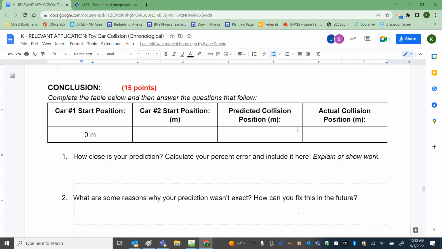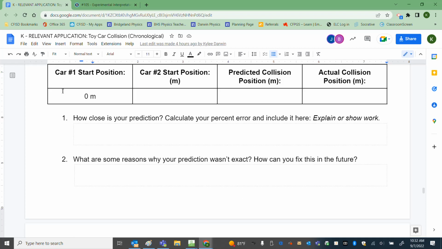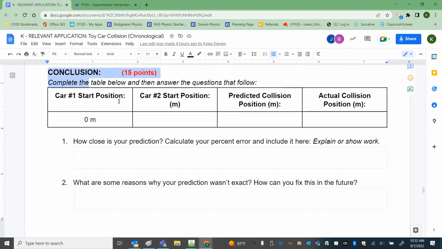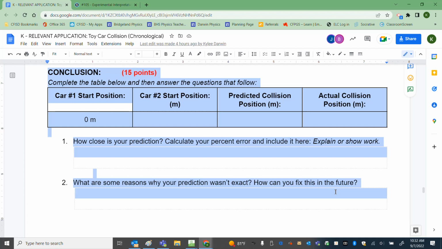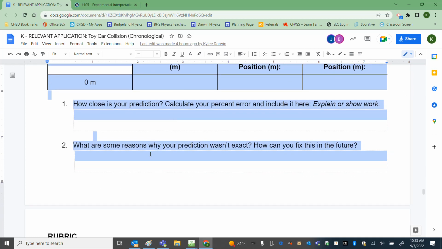The last part of the RA is the conclusion. This is the only portion that you can't do until after we actually run your test. So you have to make a prediction first. Hopefully you get that done today. If not, you'll be working on that outside of class. Then tomorrow or on Friday, depending on when you're ready, we'll take those 2 cars, actually test it, see where they collide, and you'll record it in here. You can't do this until we do the actual experiment itself, but you'll be recording your answer in here.